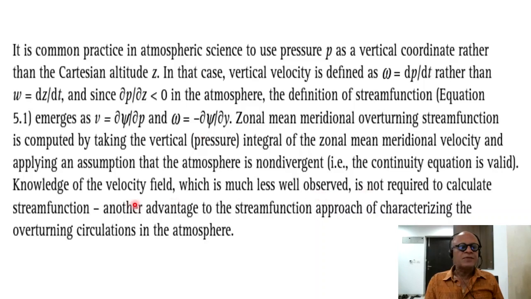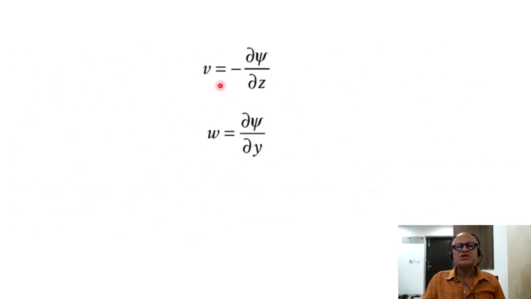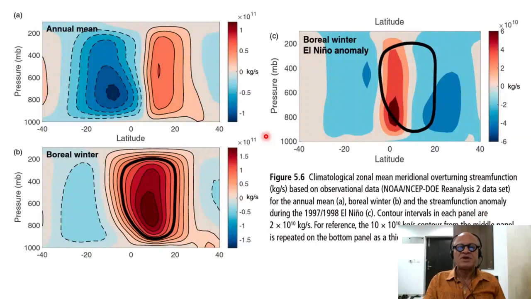Okay, so knowledge of the velocity field, which is much less well observed, is not required to calculate the stream function. Another advantage of the stream function approach of characterizing the overturning circulation in the atmosphere is that we don't need knowledge of the velocity field. So that's our definition: v equal to minus del psi del z, w equal to del psi del y. If you don't know the definition of stream function, basically these are lines defining the flow. Flow is always tangential to these streamlines, as you remember from your basic fluid flow.